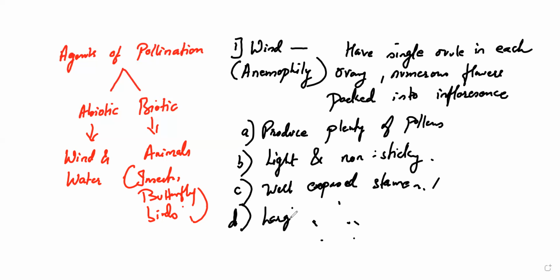Plus, wherever the pollen is going to go, the flower should have a large feathery stigma. Now, what is the use of this large and feathery stigma? To trap those pollen grains. So only if these characteristics are there will effective pollination by the wind take place. Second one is the water.